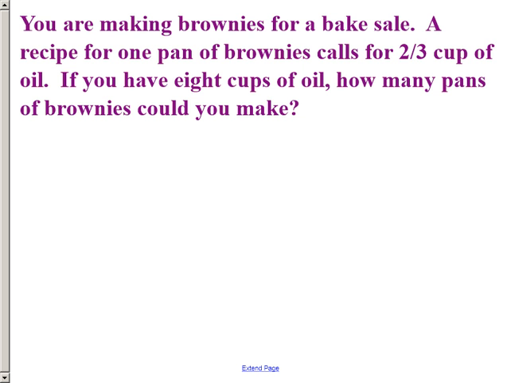A recipe for 1 pan of brownies calls for 2/3 cup of oil. If you have 8 cups of oil, how many pans of brownies could you make? Now before we even start on this, let's talk a little bit about why it's division.